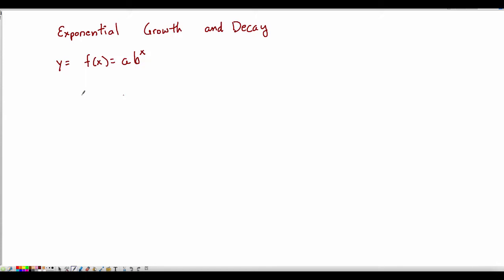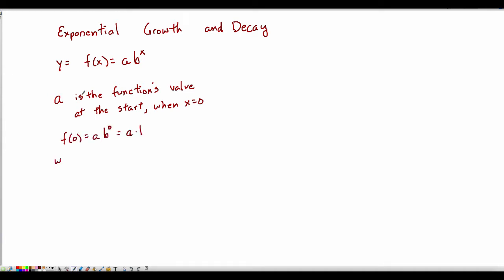In this short video, I'm going to try to explain exponential growth and decay. We start with our exponential function, and a is the function when x is equal to 0. So it's at the very beginning of our table of values. We could write that f of 0 is equal to a times b to the 0, which is a times 1, or just a. And we could also write a as f of 0. That's f of 0 is equal to f naught, or f with a subscript 0. That means that's f when x is equal to 0.